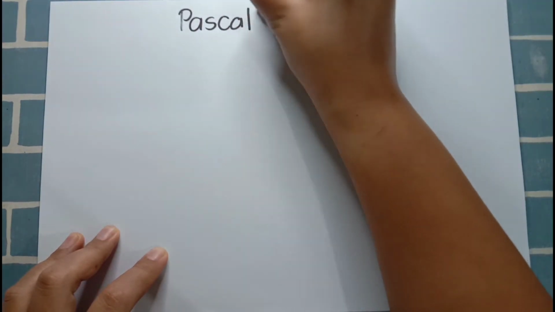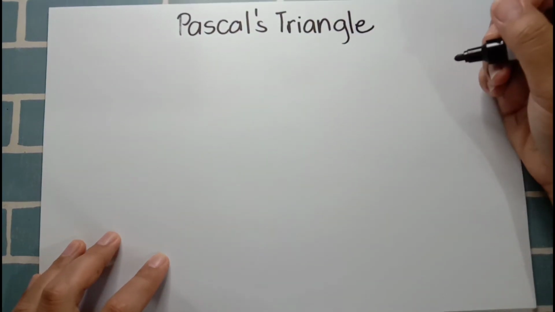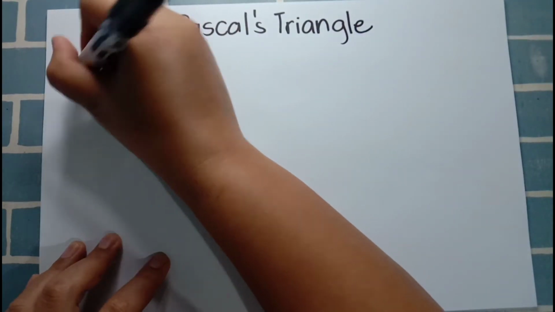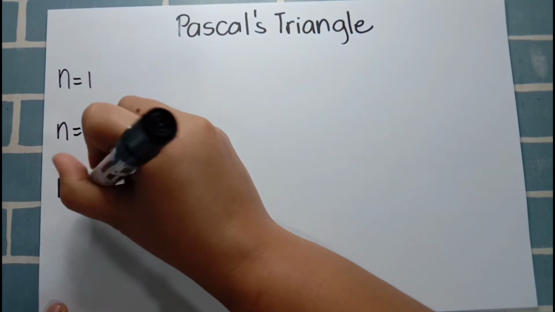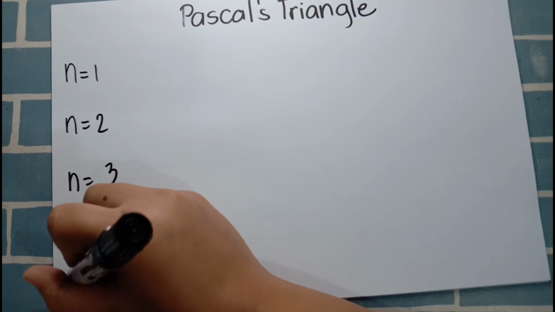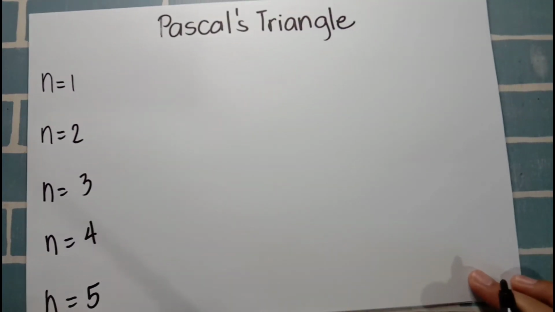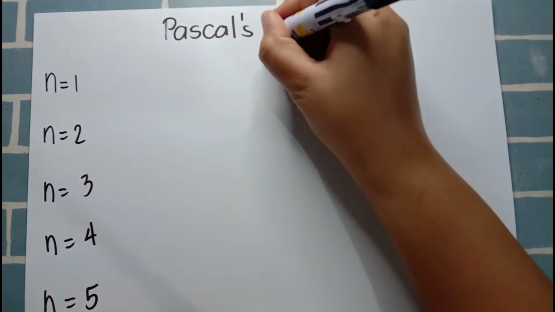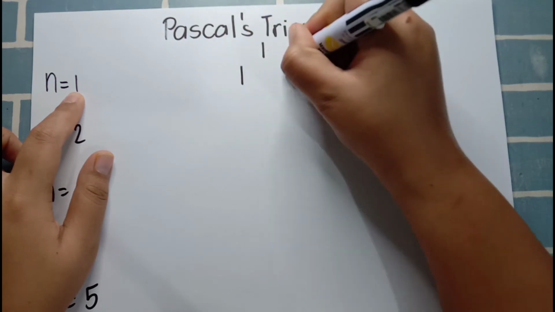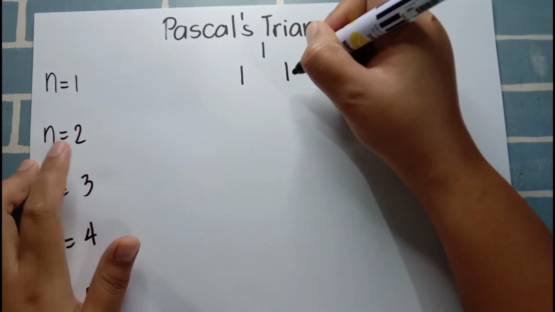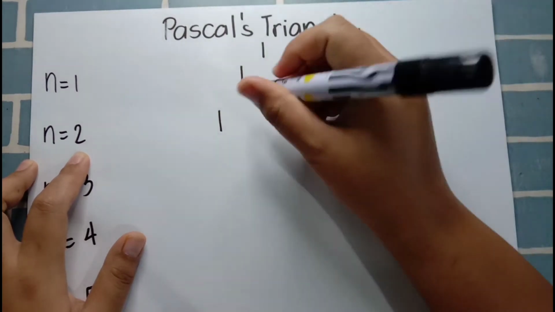Now let's discuss Pascal's triangle, named after the French mathematician Blaise Pascal. In order to make a Pascal triangle, we have to start with the degree of the binomial. So n stands for the degree or the exponent of the binomial. Each row begins and ends with 1. We will start at the topmost with 1. If the binomial has an exponent of 1, it will have 1, 1.